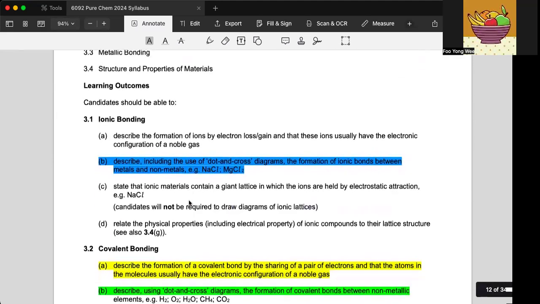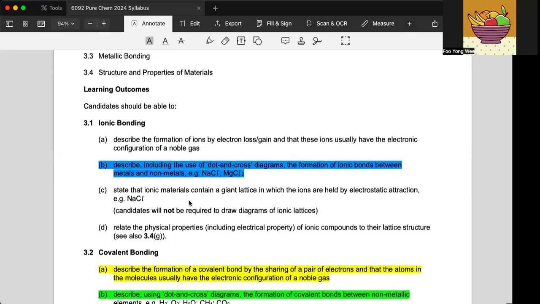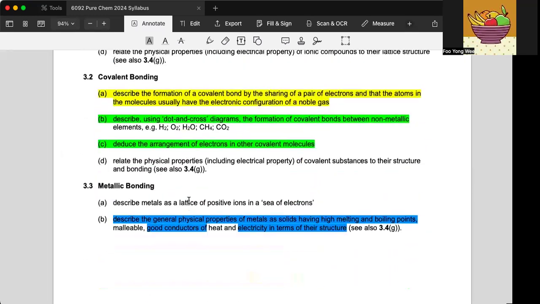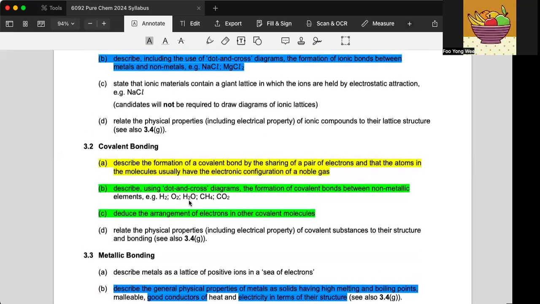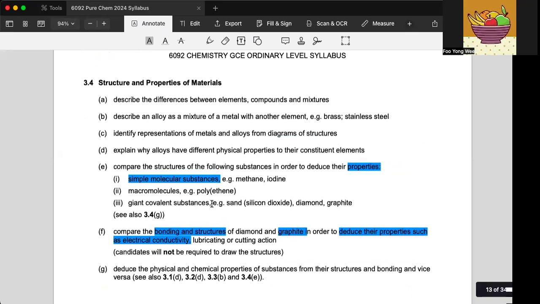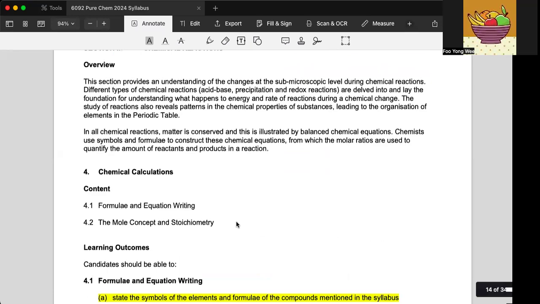Chemical bonding and structure will be tested every year without fail, so just focus on all of it, for my advice. Although this is in green, I do believe dot and cross diagrams could still be tested. Then the structure and properties of metals, everything.